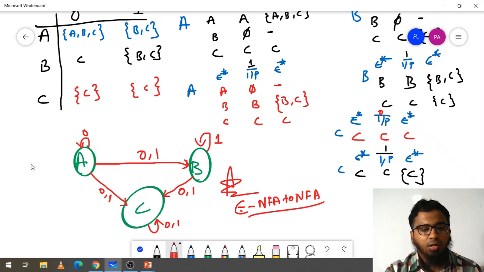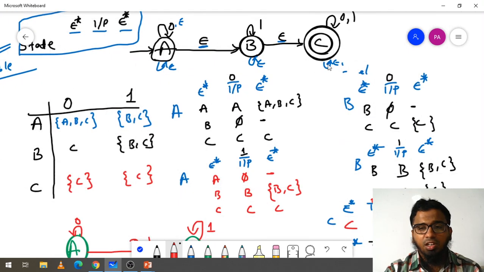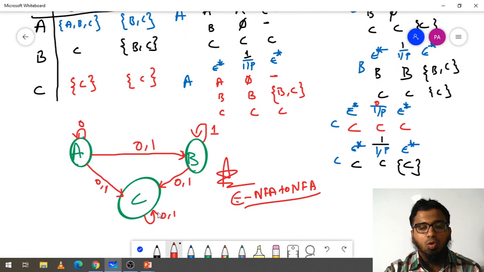So this is the answer. We got it. A on 0 is A, A on 0,1 is B; B on 1 is going to C as well as B. And C on 0 and 1 is going to itself. So we remove the epsilon from this state table. From this state table we remove the epsilon, and we get the conversion from epsilon NFA to NFA.